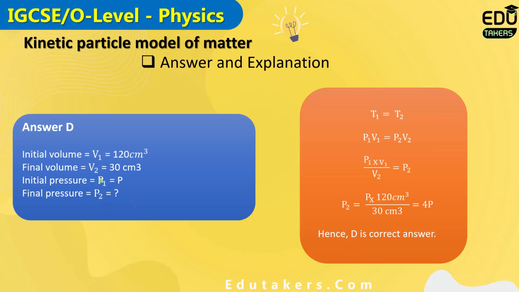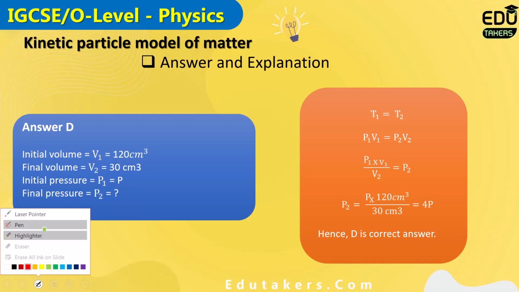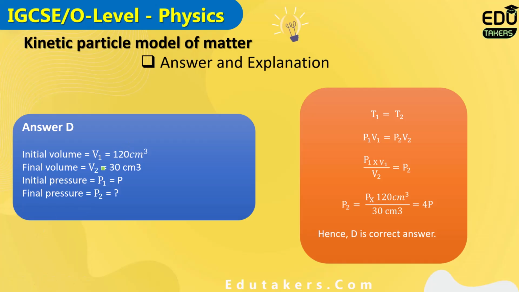You can see here the initial volume V1 is 120 cubic centimeters. Final volume V2 is 30 cubic centimeters. Initial pressure is P1, which equals P because the initial pressure of the gas is P. You need to find out the final pressure of the gas when the temperature is constant. If the temperature is constant, it means that T1 equals T2. The temperature is not changing. I can simply write T1 equals T2. The initial temperature of the gas equals the final temperature, and both of these are equal. It means that the temperature is constant.